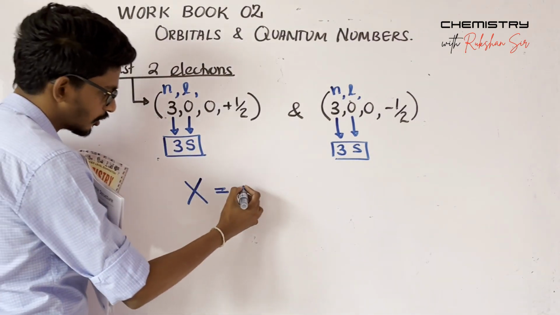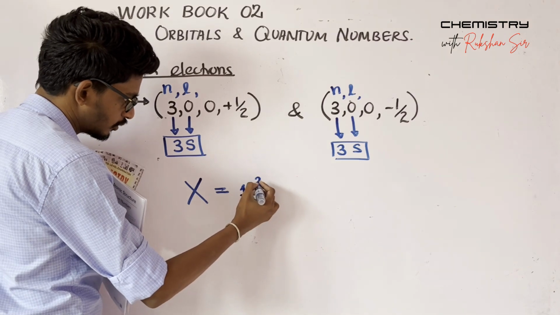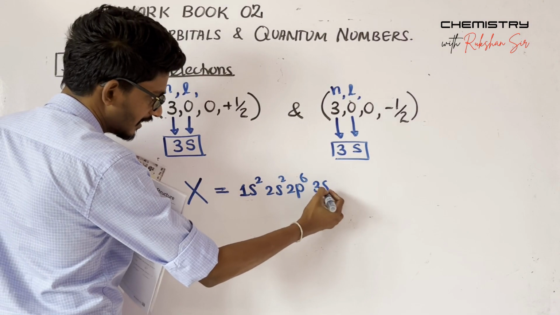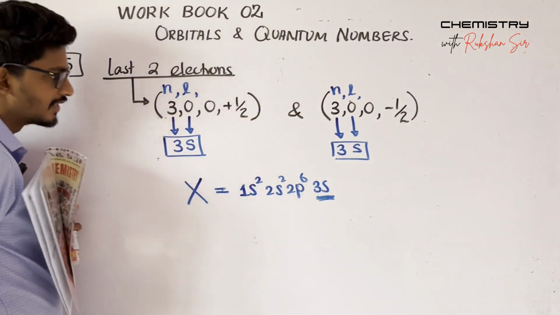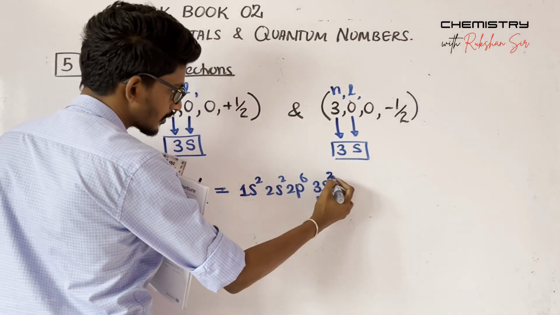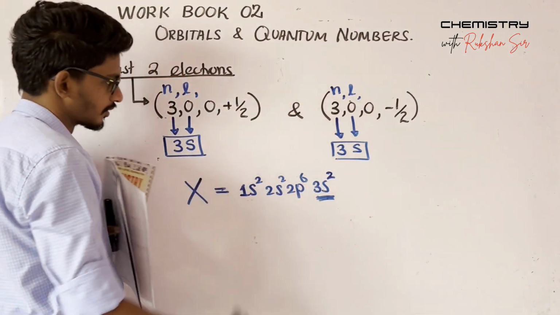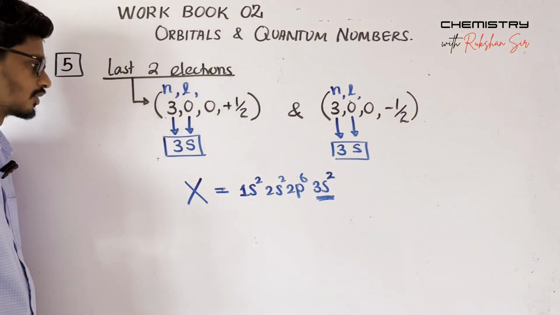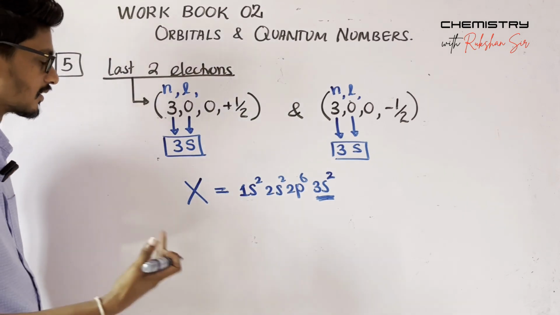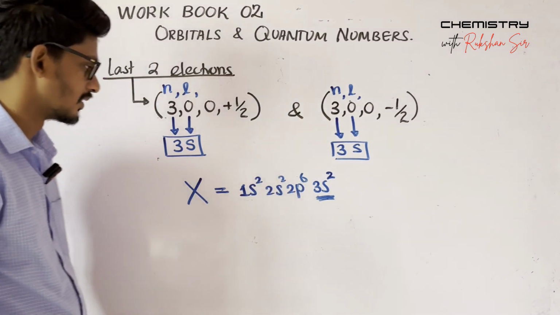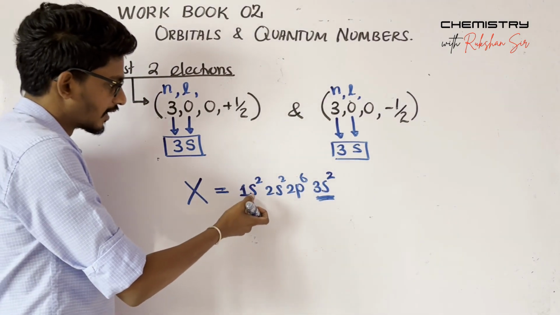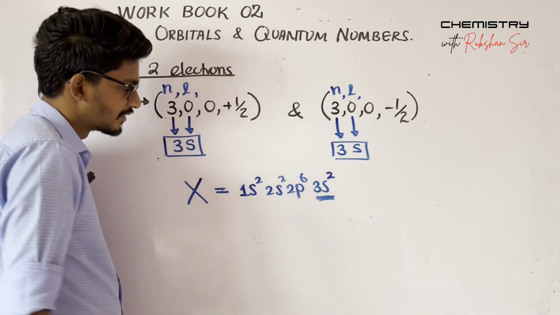Its configuration is going to be 1s2, 2s2, 2p6, and 3s2. The 3s is the outermost subshell, and there you have two electrons. They are saying that those are the last two electrons of that atom, which reside in its outermost subshell. So that is the idea: 1s2 2s2 2p6 3s2 is its configuration.